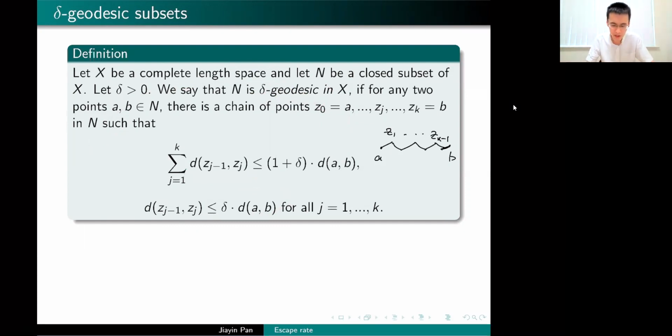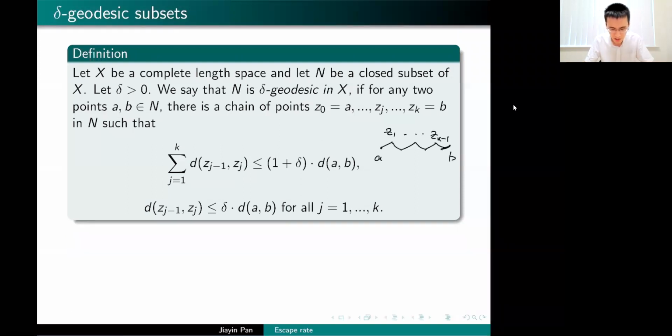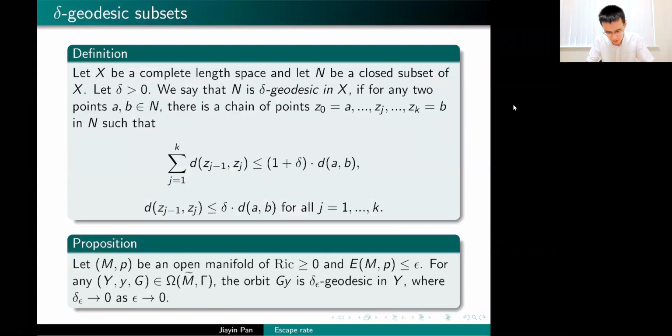So if a subset N is delta geodesic for any small delta, then it's just a geodesic, right? As the quantification of the first step, we want to quantify this being geodesic. So the first step, we show that if the escape rate is less than or equal to some epsilon, then any limit geodesic is delta epsilon geodesic. And this number delta epsilon goes to 0 as epsilon goes to 0, right?